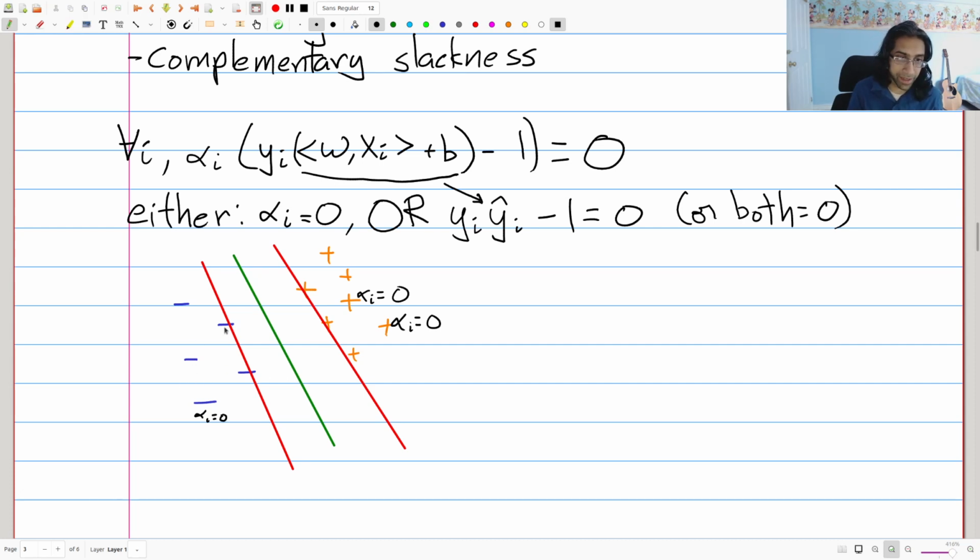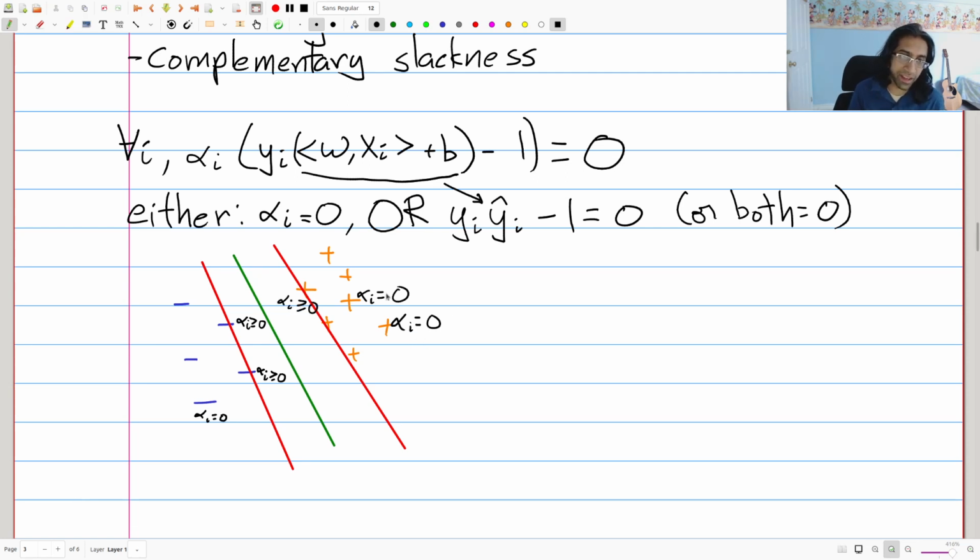Now, on the other hand, these ones, the ones which actually lie on the margin, these ones may be 0, but they may not be. So for this one, alpha i is greater than or equal to 0. It could also be 0 as well, but it may be non-zero. This one, alpha i is greater than or equal to 0, and so on.